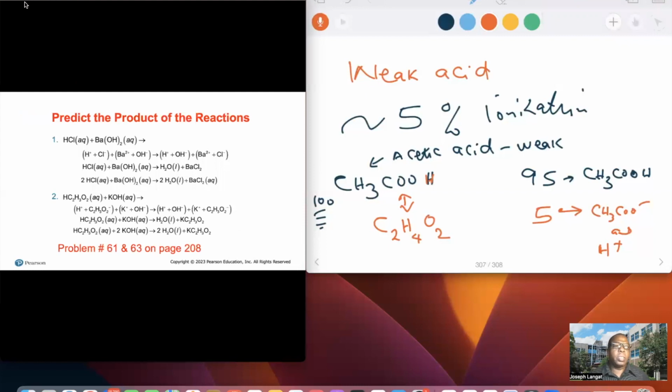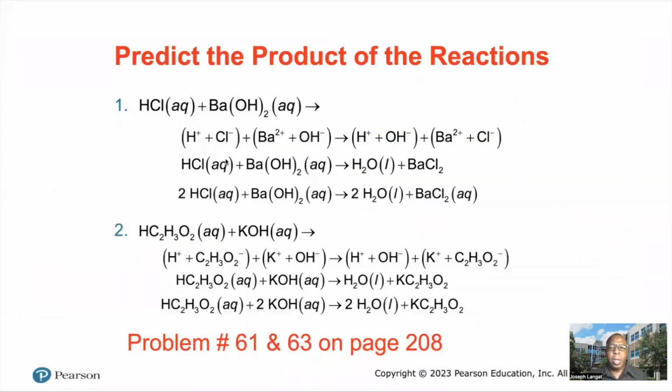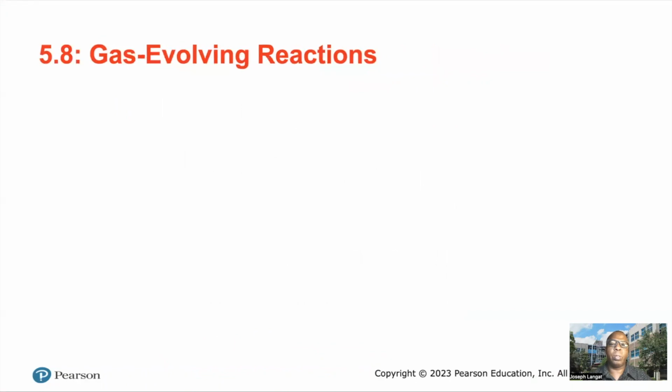This is just an example of writing the net ionic equation. This is the balanced molecular equation, and this is the net ionic equation. Now for a weak acid, you should be able to do the same thing. Look at problems 61 and 63 on page 208. These two problems are good practice for writing the net ionic equation and complete ionic equation for acid-base neutralization.